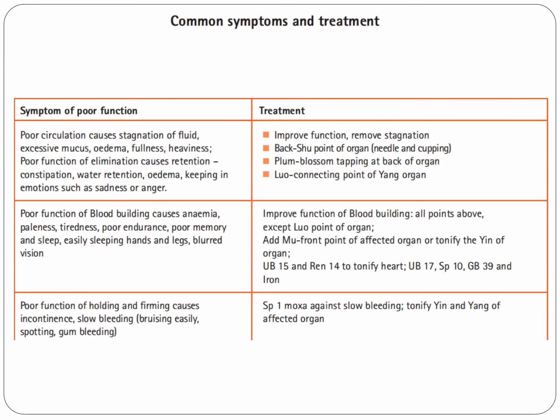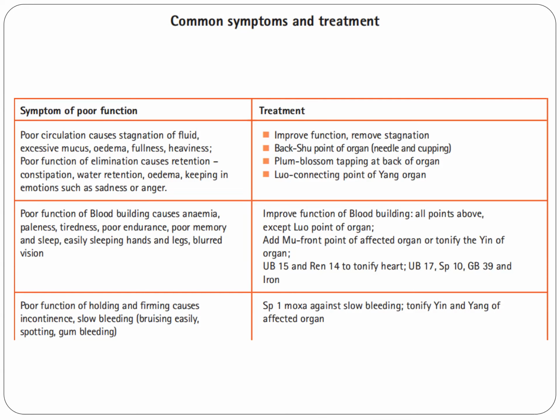So common symptoms and treatment. Sa symptoms of poor function, meron siyang poor circulation causes stagnation of fluid, excessive mucus, edema, fullness, heaviness, poor function of elimination causes retention. Meron siyang constipation, water retention, edema, keeping in emotions such as sadness or anger. So sa treatment, improve function, remove stagnation, Bakshu point of organ, needle and cupping, plum blossom tapping at the back of organ, and use of blue connecting point of young organ.